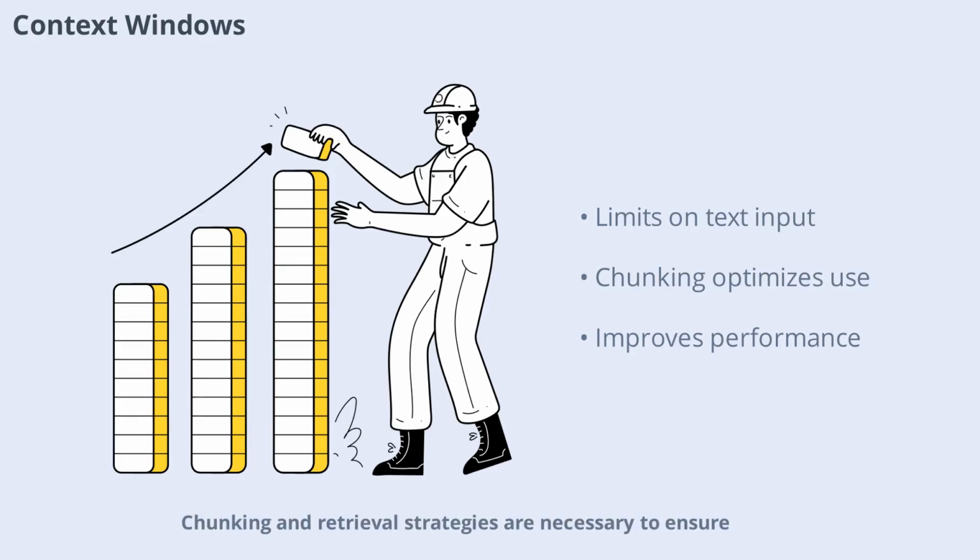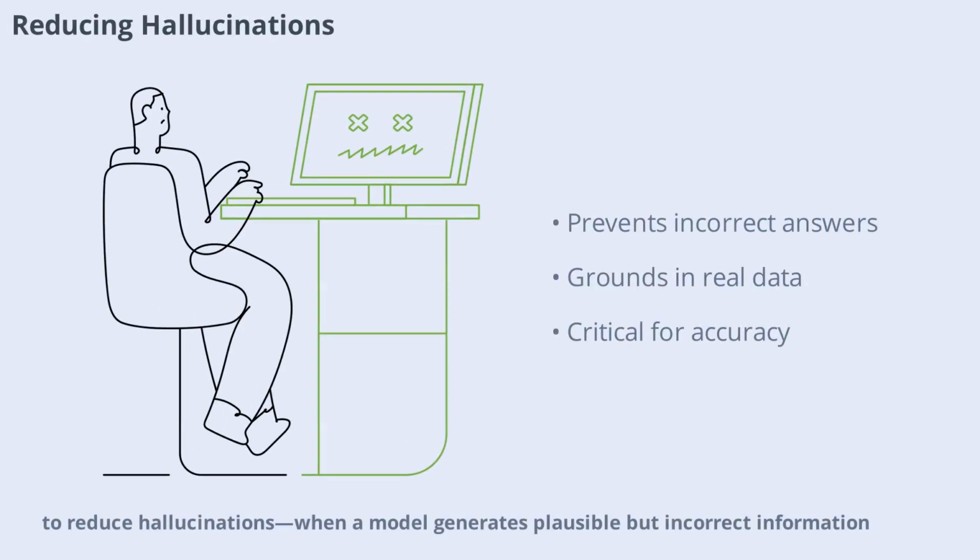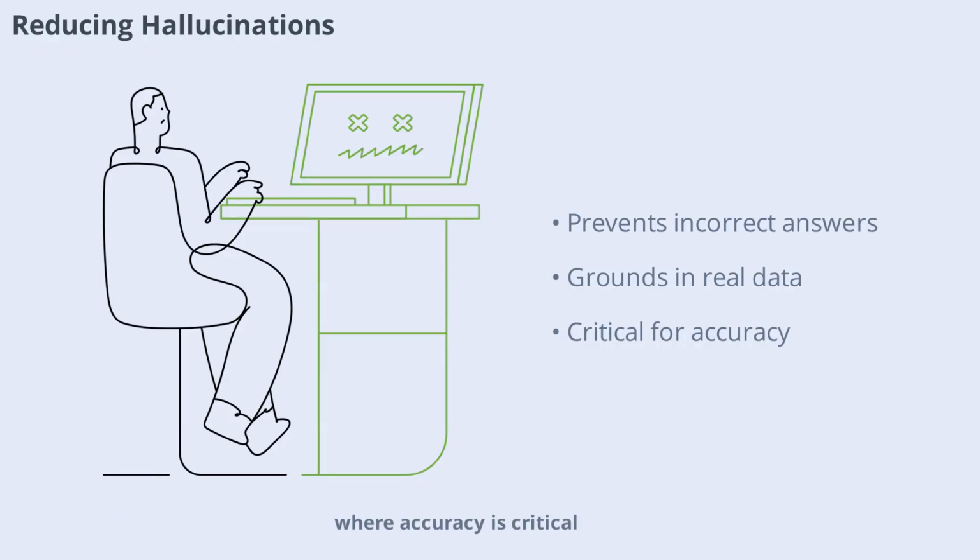Chunking and retrieval strategies are necessary to ensure that only the most relevant information is included, optimizing both performance and cost. One of the main benefits of RAG is its ability to reduce hallucinations, when a model generates plausible but incorrect information. By grounding responses in real retrieved data, RAG ensures that answers are based on facts, not just model predictions. This is especially important in domains like healthcare, finance, and law, where accuracy is critical.